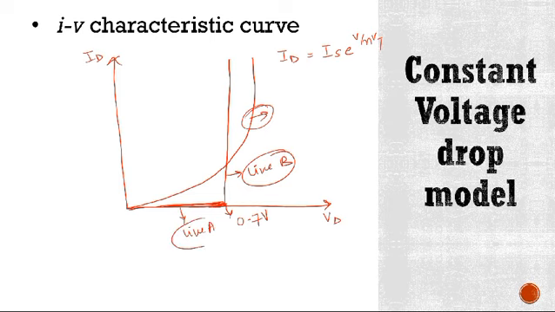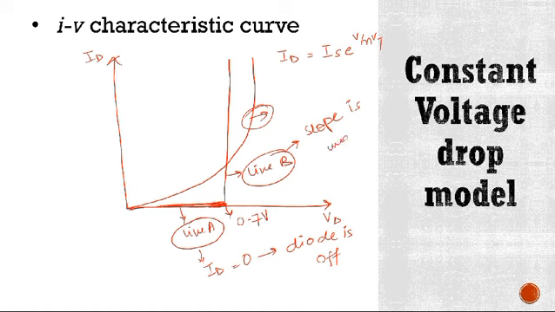Now look at line A. Here ID is equal to 0. It means the diode is off. Now if we look at line B, it is parallel to the y-axis. It means its slope is undefined. So this is the current voltage characteristic of the constant voltage drop model.